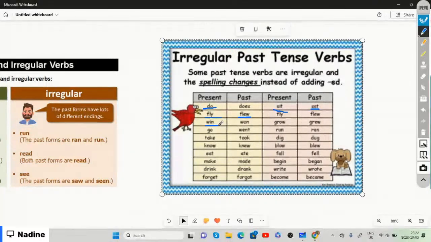Win. I win a medal for athletics. But last week, I won a medal. So won is the past tense form of win. And then we have run, which is the present tense. But in the past, we ran.